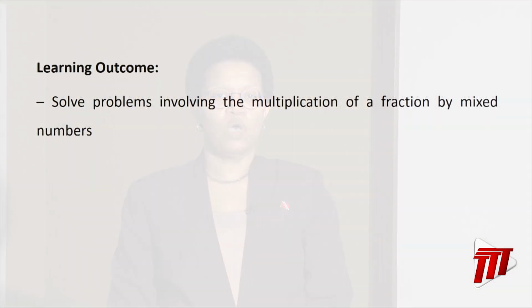We wish to solve problems involving the multiplication of a fraction by a mixed number. Today we are going to be looking at three strategies: solving using the area model, solving the problem using the set model, and solving the problem using the linear model. We have three questions that we will be going through using all three models.